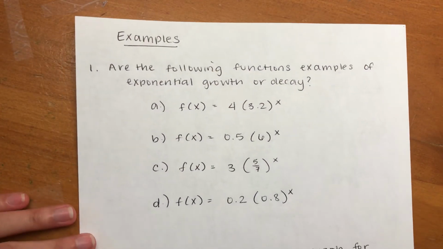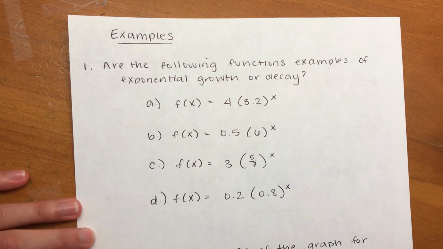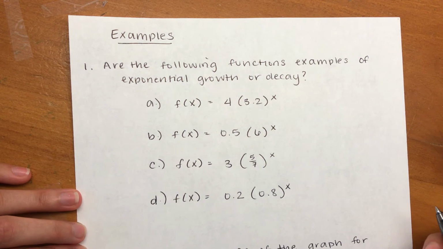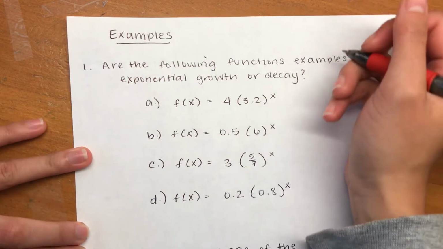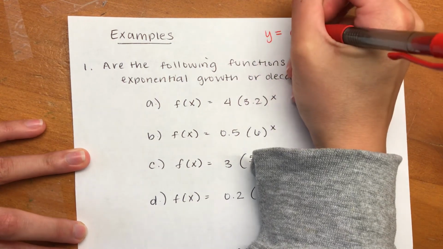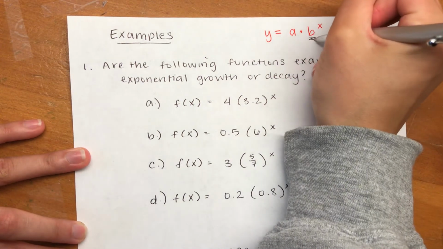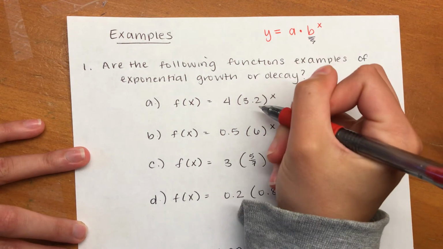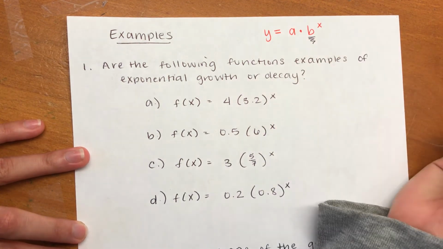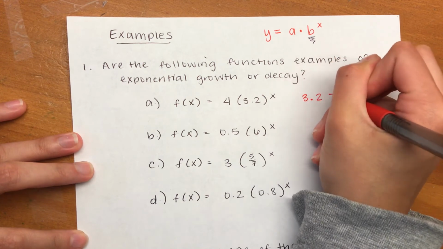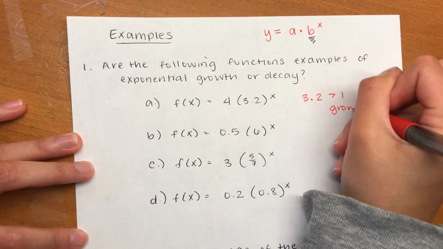And this is what your classwork will look like on the Google form, but you'll have multiple choice. Okay? So, number 1, are the following functions examples of exponential growth or decay? All right. So a is f of x equals 4 times 3.2 to the x. Now remember, when we're thinking exponential growth and decay, we want to look at the b value. We're always going to look at the b value to determine. So here, my b is 3.2. And we think, okay, is 3.2 greater than 1 or less than 1? 3.2 is greater than 1, so that means we have growth.